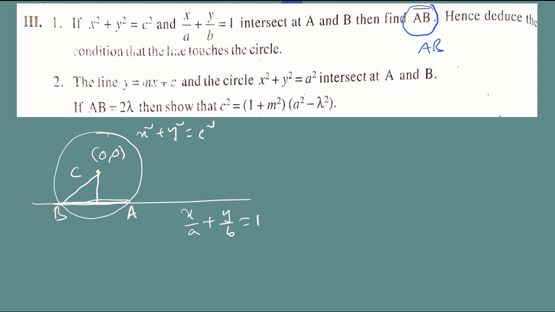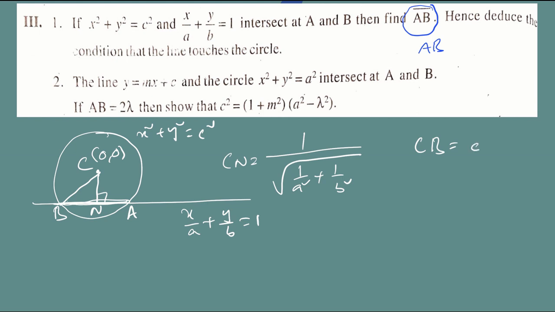So if I apply the formula, I'm getting it as 1 by root of 1 by a square plus 1 by b square. So that is this distance. If I call the foot of the perpendicular as n here, this is nothing but Cn. And Cb is nothing but small c, that is the radius.